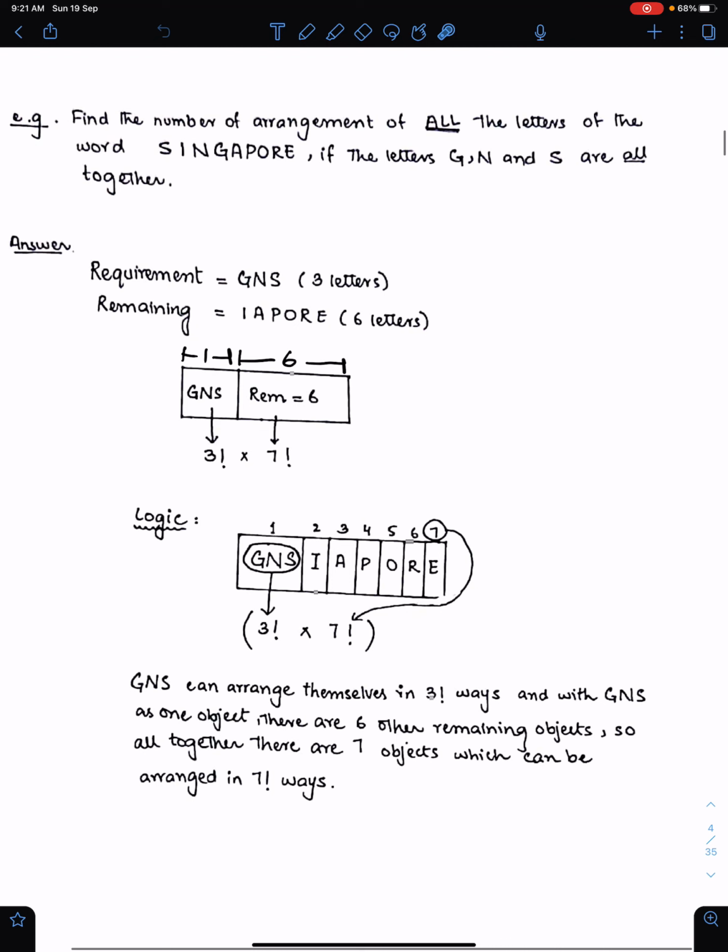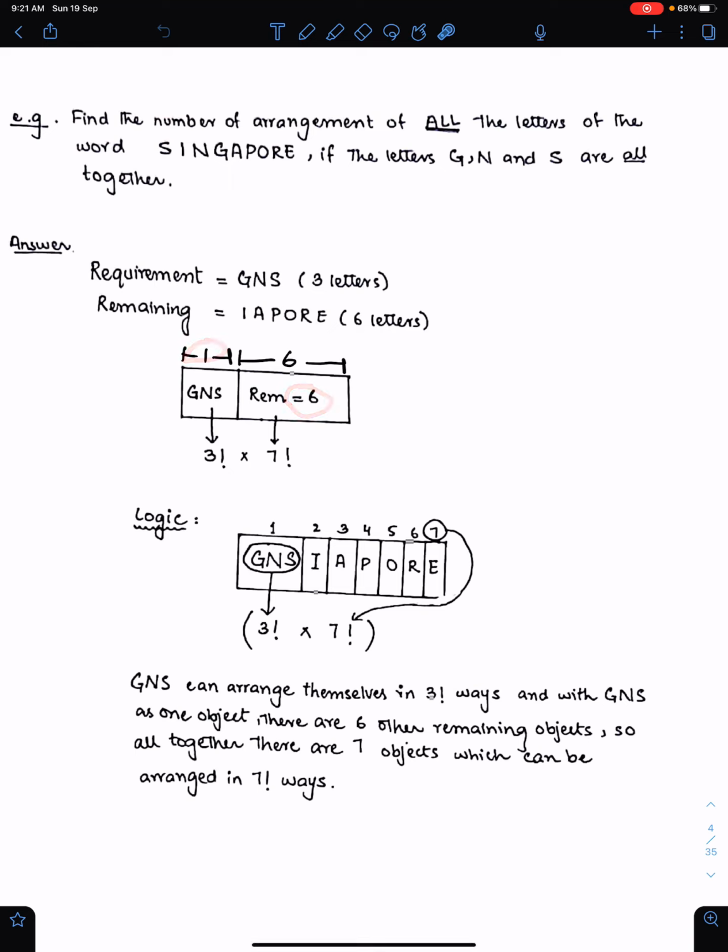For example, find the number of arrangements of all the letters of the word Singapore if the letters G, N and S are all together. We will use box method to solve this question. There are 9 letters altogether. So requirement is GNS, 3 letters. Remaining letters are 6. So we will write requirement here, and within this box, these 3 letters can arrange themselves in 3 factorial ways. Remaining letters are 6, so these are 6 objects, and this is 1 object.